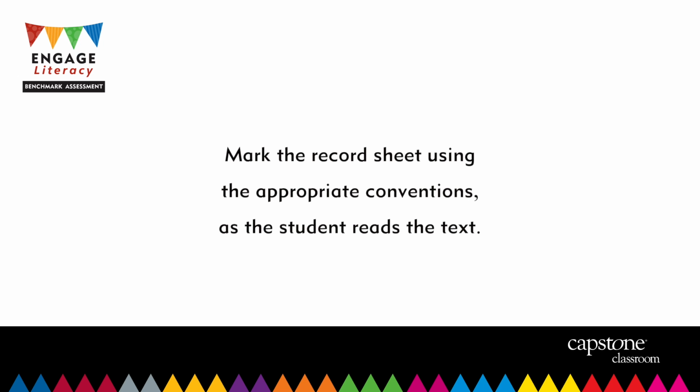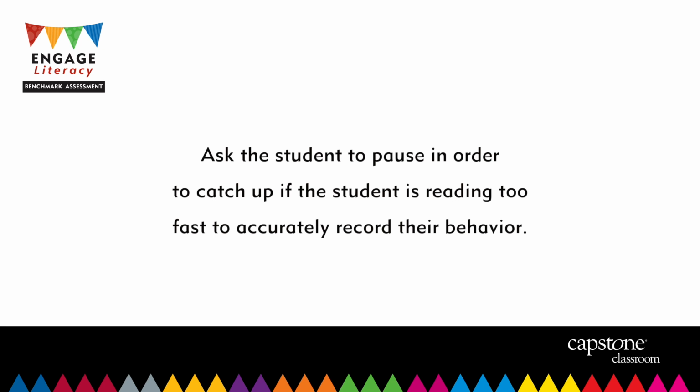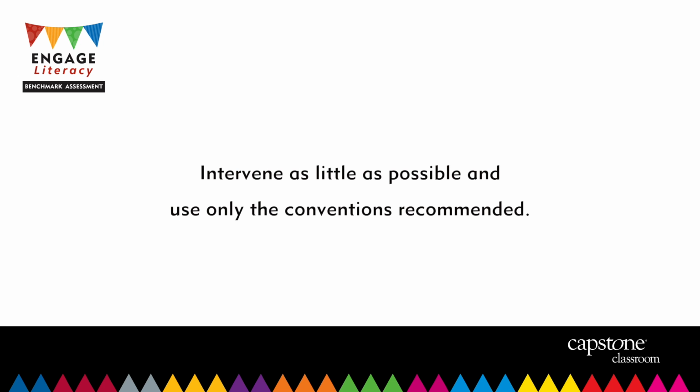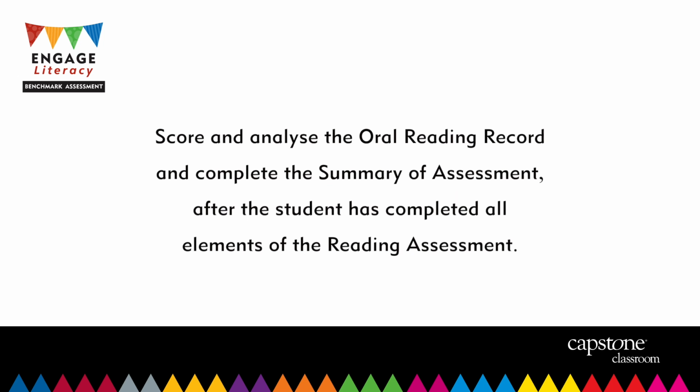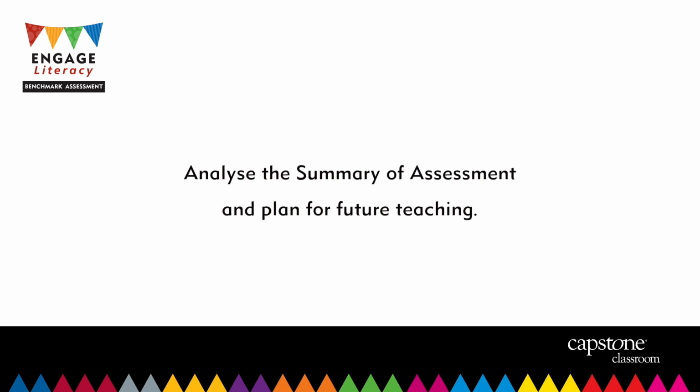Mark the record sheet using the appropriate conventions as the student reads the text. Ask the student to pause in order to catch up if the student is reading too fast to accurately record their behavior. Intervene as little as possible and use only the conventions recommended. Ask the student the comprehension questions. Score and analyze the oral reading record and complete the summary of assessment after the student has completed all elements of the reading assessment. Analyze the summary of assessment and plan for future teaching.